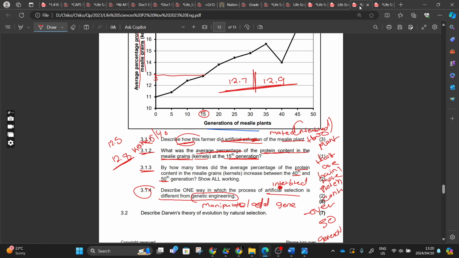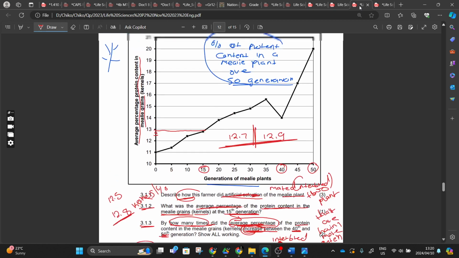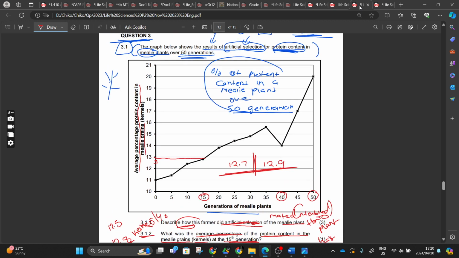But by how many times did the average percentage, no, we are not looking for a percentage, we are looking for how many times this average percentage of a protein increased, right? How many times did we find the increase between the year of 40 and 50 generation? There's year of 40 and year of 50. So we want to find how many times this average increased. You can say how many times did this increase from to 40.